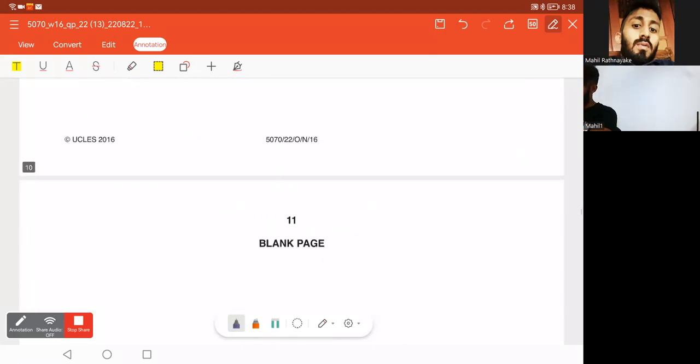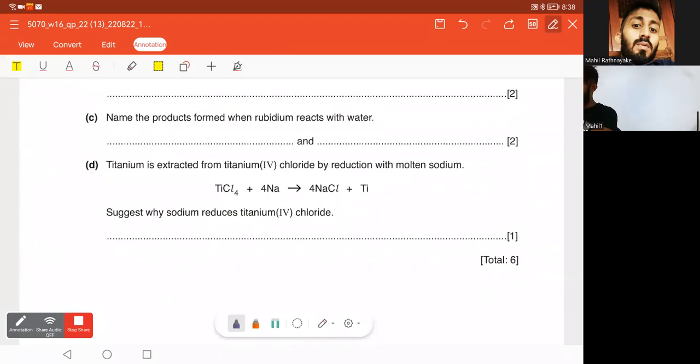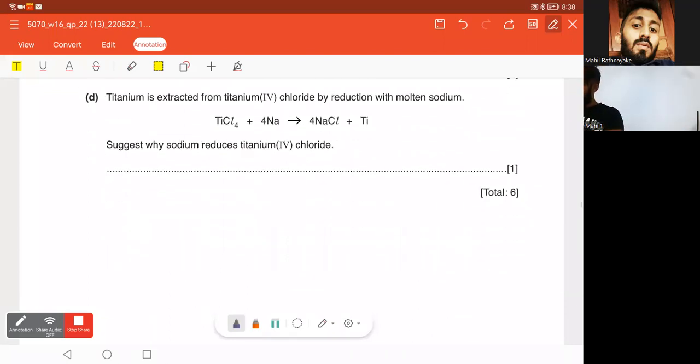So sodium reduces titanium. Now, they are not asking about redox again. They are asking why sodium reduces titanium fluoride. They are not asking about oxidation and reduction. Okay. Next one.